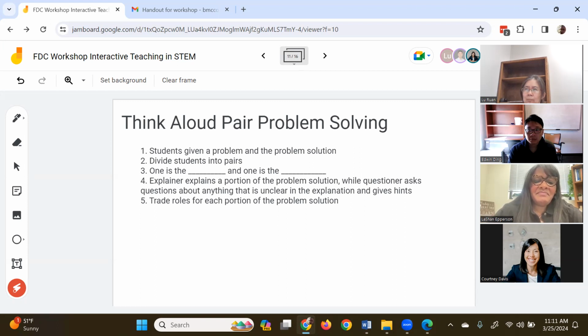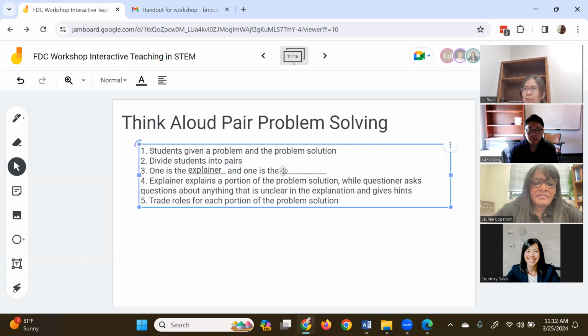So the idea here is, instead of just giving students a problem and having them work it out themselves, which is a totally great exercise and you should do it sometimes, instead of that, give them the solution too, and then have them talk through the solution. So they have their printed handout with the actual solution to the problem on it. You divide them into pairs. One student is the explainer, and the other student is the questioner.